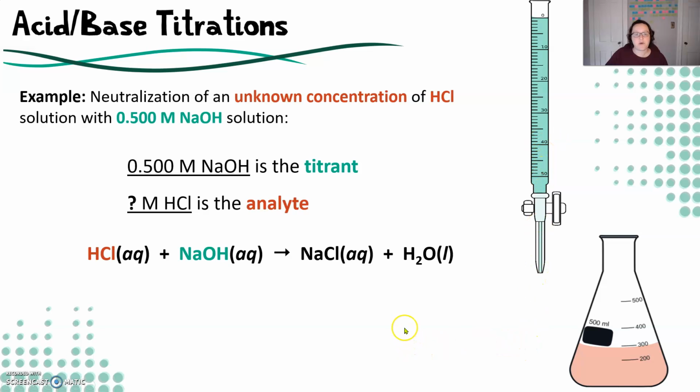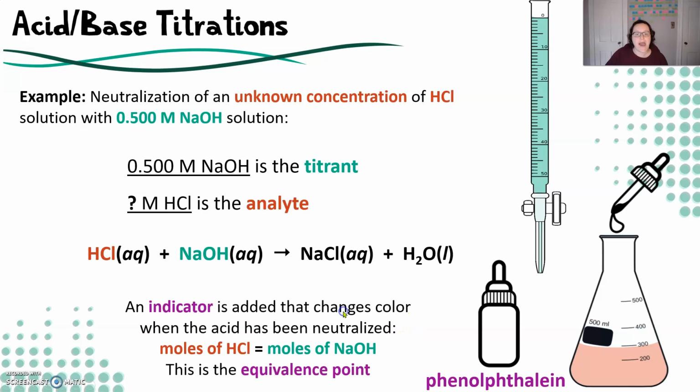To detect when the equivalence point has been reached, we add a few drops of that phenolphthalein indicator to the analyte in the reaction flask. Phenolphthalein is colorless in acidic solution and pink in basic solution, so when it is initially added to the acidic analyte hydrochloric acid solution in the reaction flask, the solution will remain colorless.